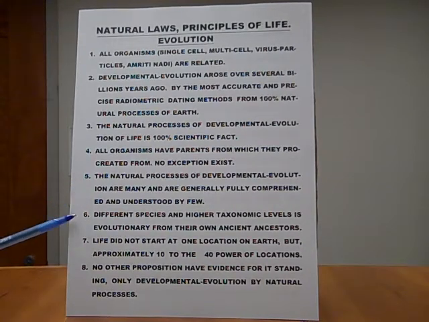Number 5, the natural processes of developmental evolution are many and are generally fully comprehended and understood by few. Number 6, different species and higher taxonomic levels are evolutionary from their own ancient ancestors. Number 7, life did not start at one location on Earth, but approximately 10 to the 40th power of locations. Number 8, no other proposition has evidence for its standing, only developmental evolution by natural processes.